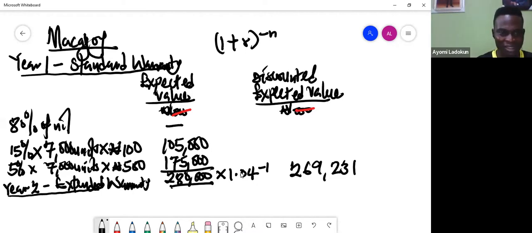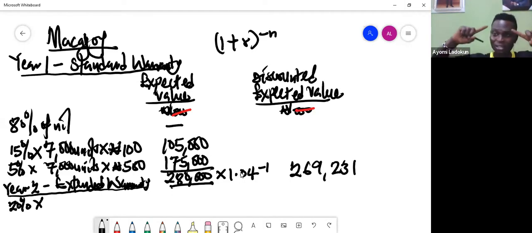Extended warranty. So let's find out what is happening here. It says the marker estimates that in the second year of the warranty, 20% of the items sold will have minor defects. So it says 20%. So I'll say 20% multiplied by how many units were sold.